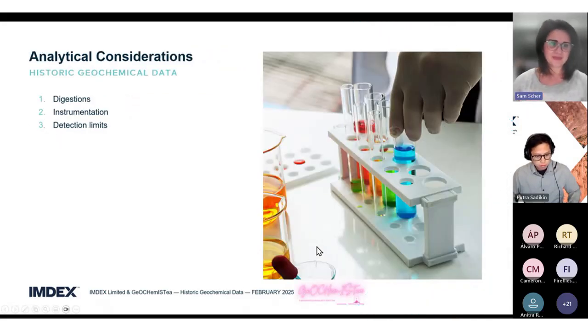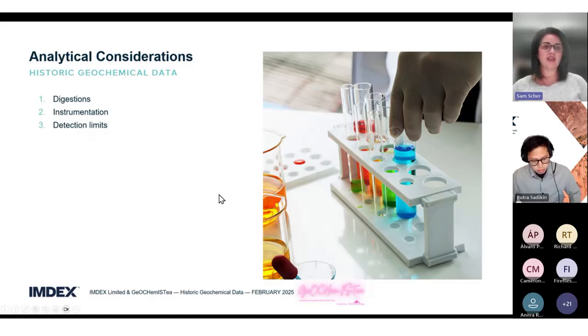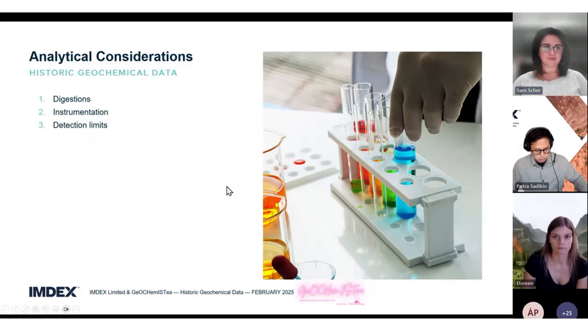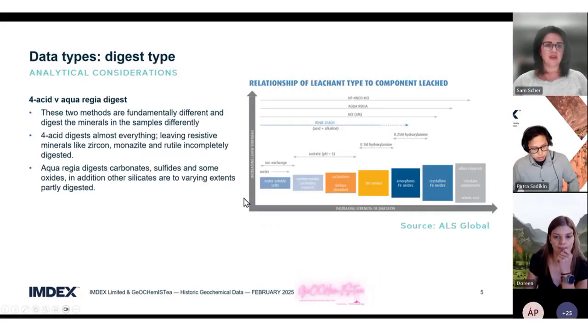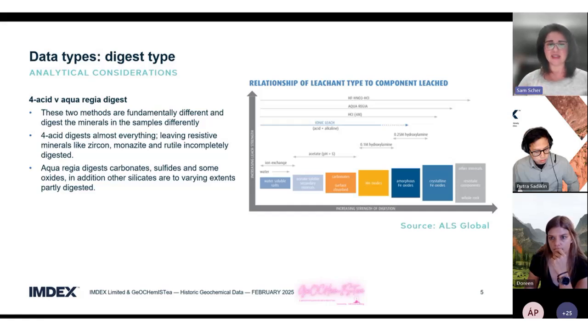Okay, go ahead. So the first thing we're going to talk about is analytical considerations. Here we're going to chat quickly about digest, instrumentation, and detection limits. So digest type. I'm just going to focus on aqua regia versus acid because at a high level, that's usually the biggest thing that we see in these legacy data sets.